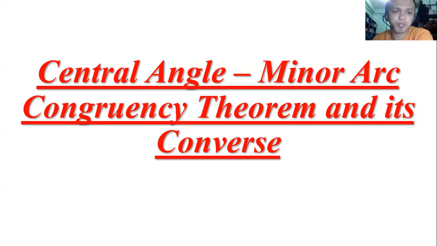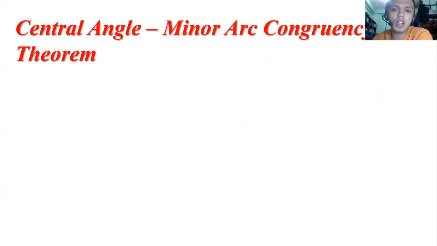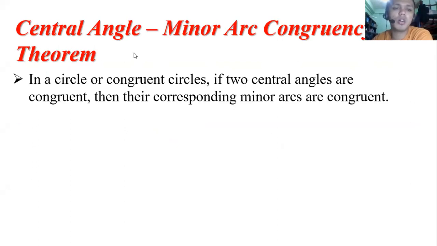Now, central angle minor arc congruency theorem states that in a circle or congruent circles, if two central angles are congruent, then their corresponding minor arcs are also congruent. Sinasabi dito na kapag yung dalawang central angle na yon are congruent, therefore, their minor arcs are also congruent.